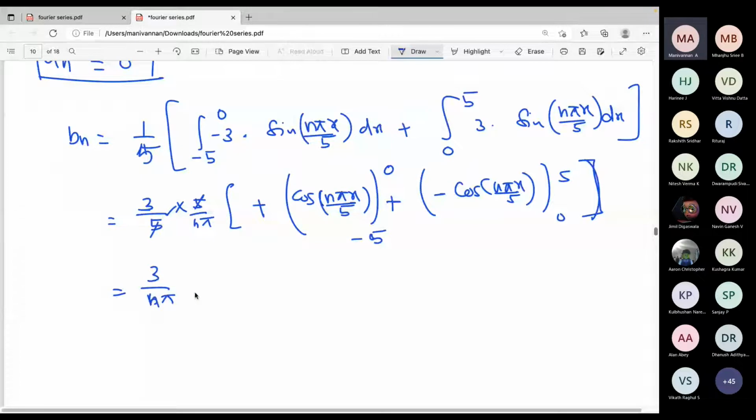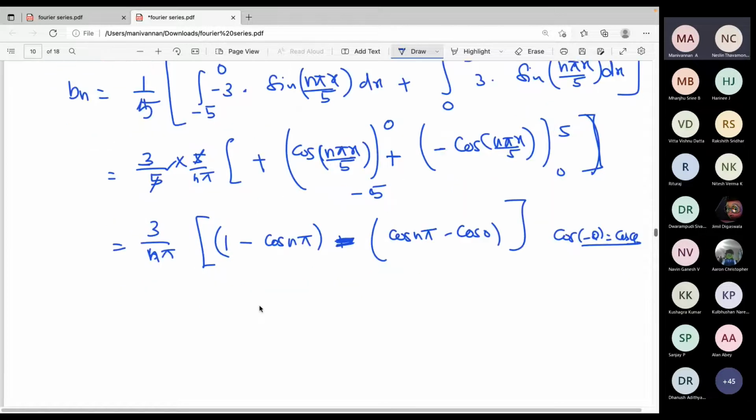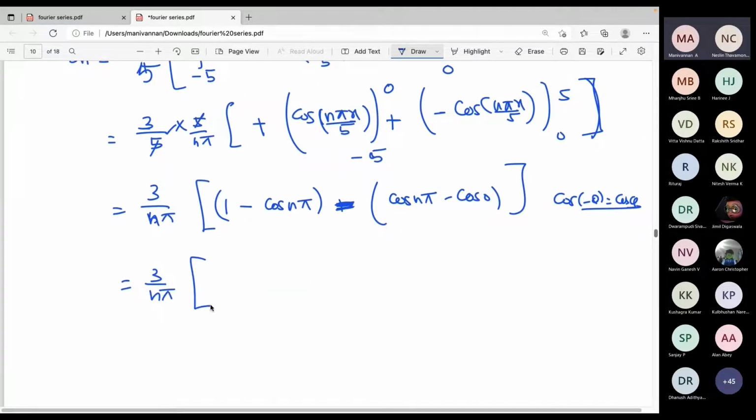Substitute the limits. Cos 0 is 1 minus of cos minus pi, since cos of minus theta is cos theta, even function. So 1 minus of cos n pi plus, and here one minus is there, so I may write it as minus. Then it is cos pi. If I am substituting cos n pi, this is cos n pi minus, this minus already taken out, so that it is cos 0. So overall it is 3 divided by n pi, it is 1 minus cos n pi minus cos n pi minus 1.